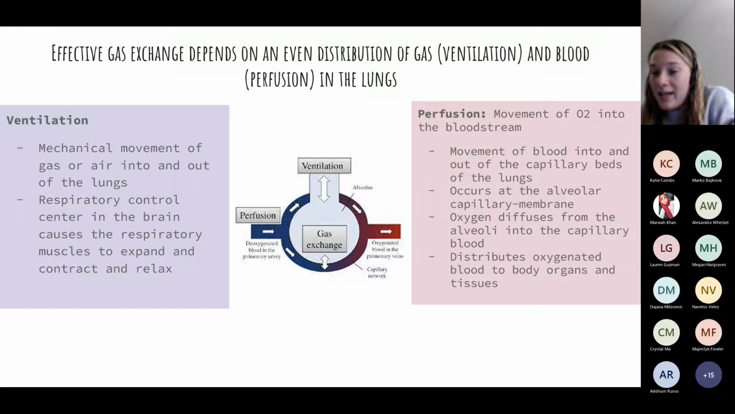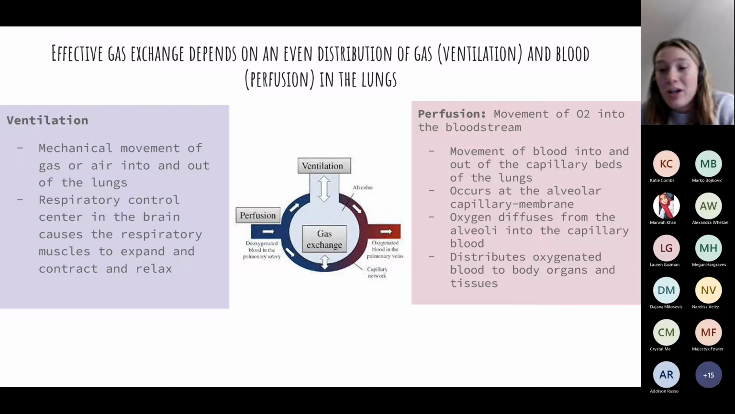Perfusion is taking oxygen from that whole gas exchange process. From inhalation, the alveoli pull in that oxygen, and we move it into our bloodstream, which is really important to then perfuse the rest of our body, the rest of our tissues. That's the whole function of our circulatory system: to provide oxygen to all of our organs. That way they can be nice, happy, and healthy.